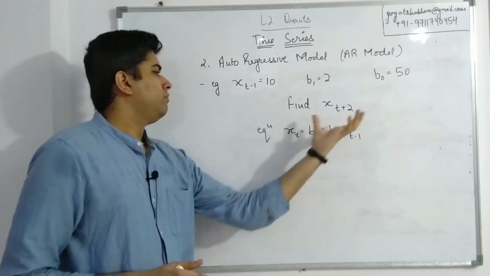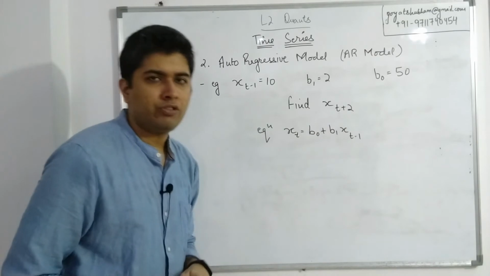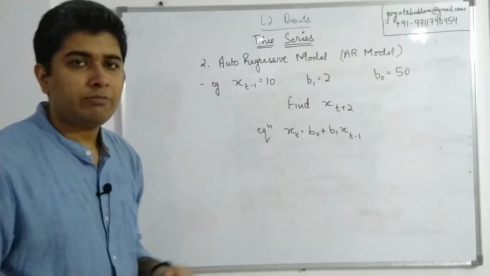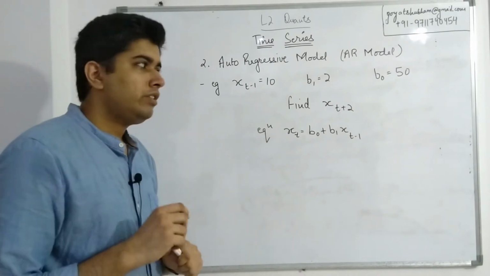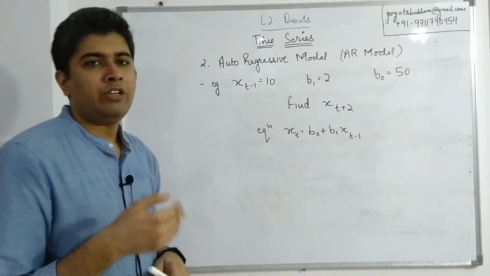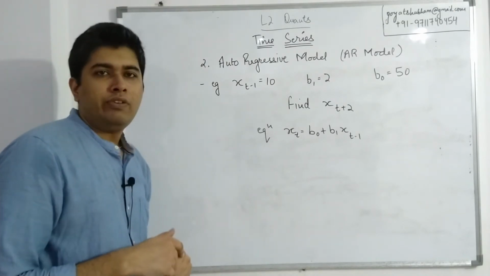Now, if you look carefully, xt plus 2 is not outright there in the equation. So it's not as simple a case as just plugging in the values and getting the answer. It is just a case of you having to use this equation multiple times. So it is known as chain rule of forecasting.